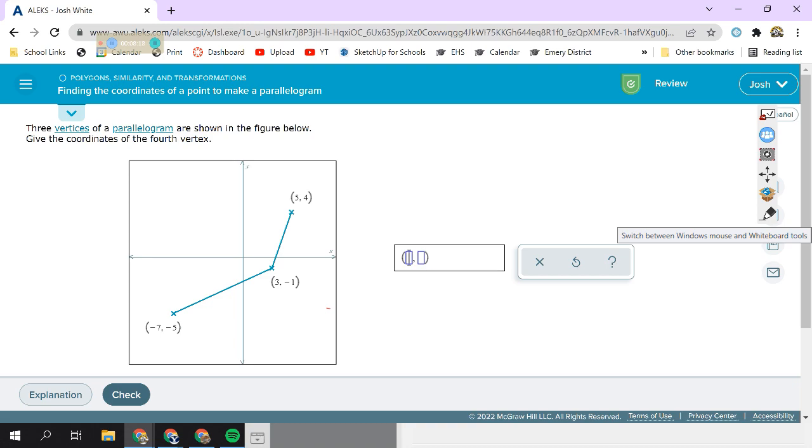Okay, here we have 3 of the vertices of a parallelogram. We want to give the coordinate of the 4th vertex. So it's going to be somewhere about there. How are we going to find that? Any recommendations?